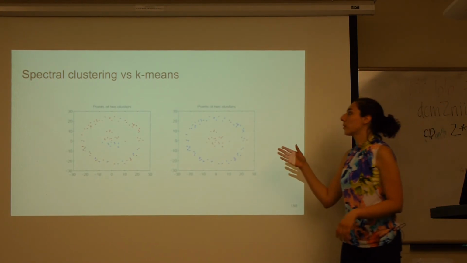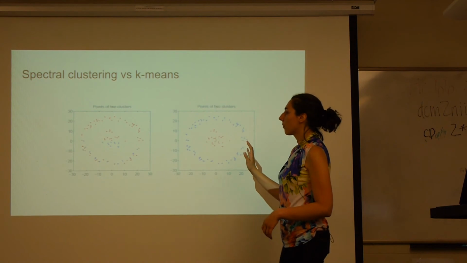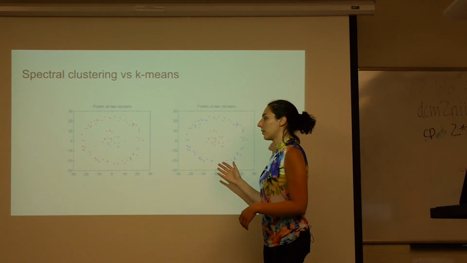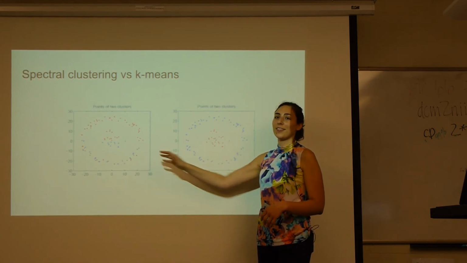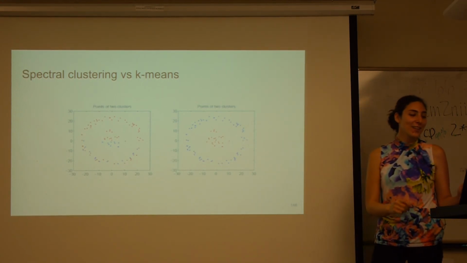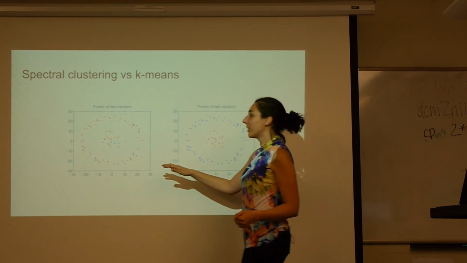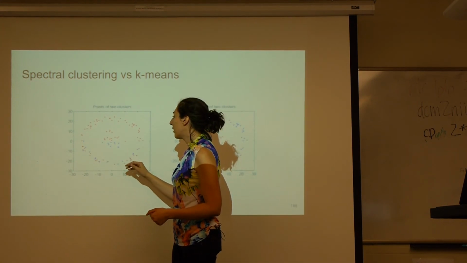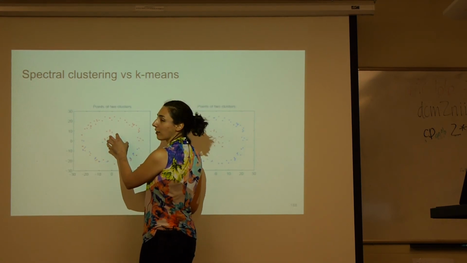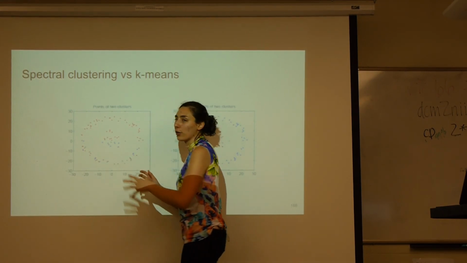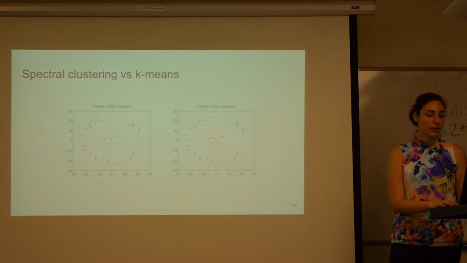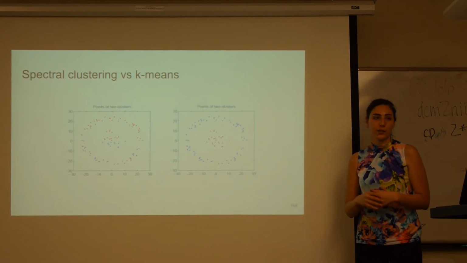So spectral clustering versus k-means. Can you tell me which one of these is k-means? The left. Yes, the left is k-means. It does poorly. It's kind of a mess, right? It definitely does not separate this inner cluster from this outer cluster. And the right side is spectral clustering, so it does much better.